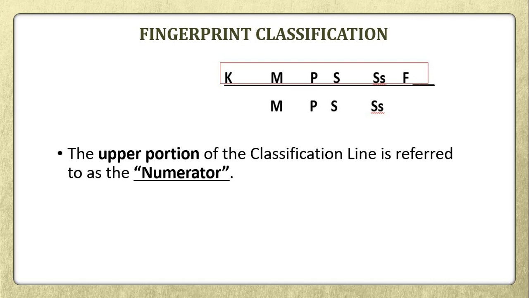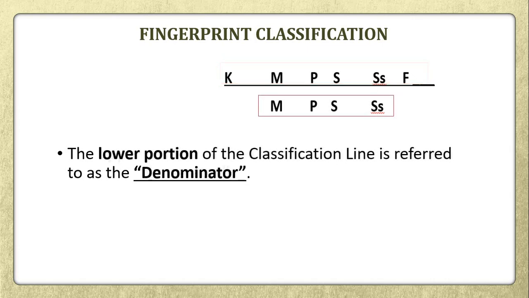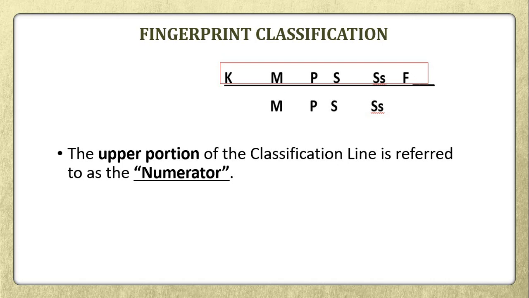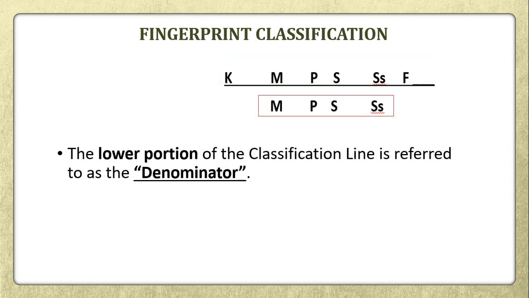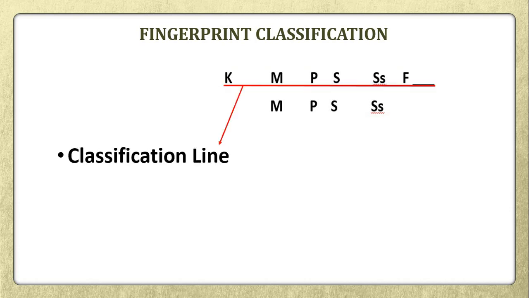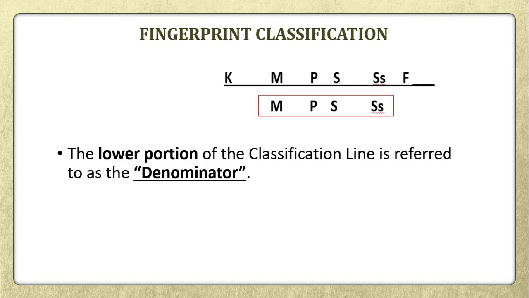The upper portion of the classification line is referred to as the numerator, while the lower portion is referred to as the denominator. So as you can see, in the classification line, we only have the major, primary, subsecondary, and the secondary classification as complete with numerator and the denominator, while the key classification and your final classification have no denominator. However, in the case of the final classification, we must take note that the final classification can either be a numerator or a denominator as the case may be, depending on the fingerprints that we are going to encounter during our classification method.